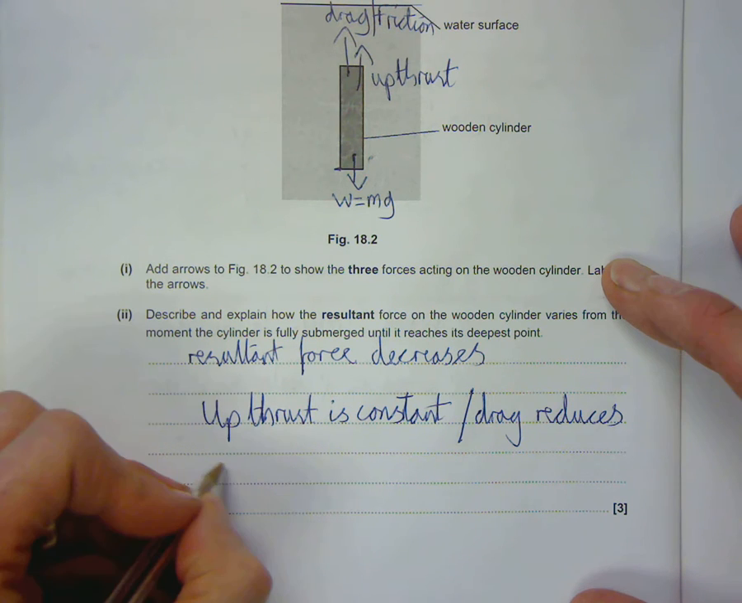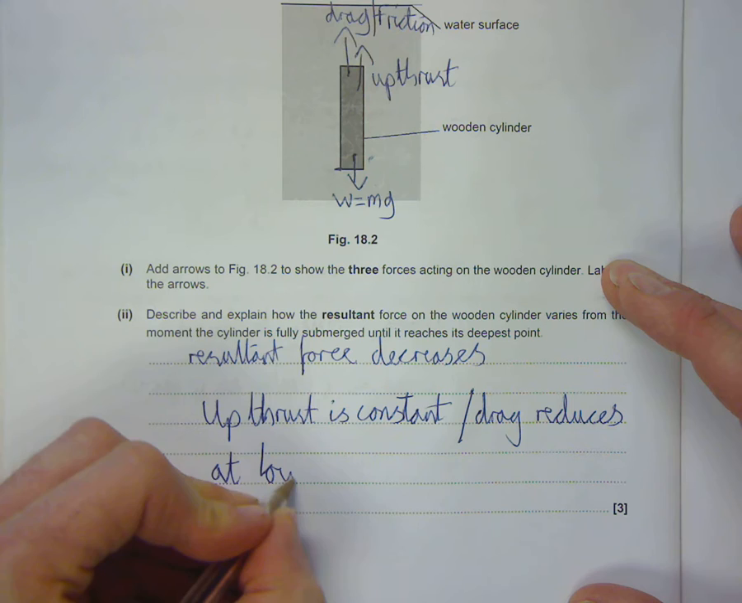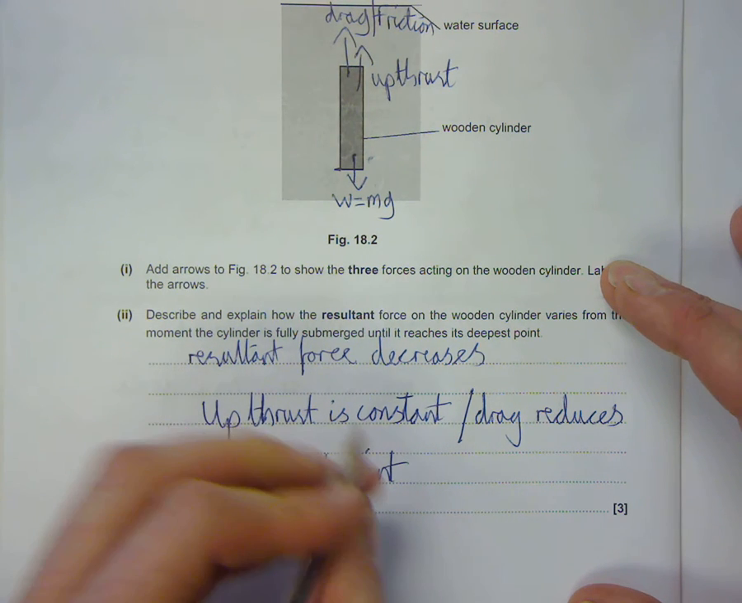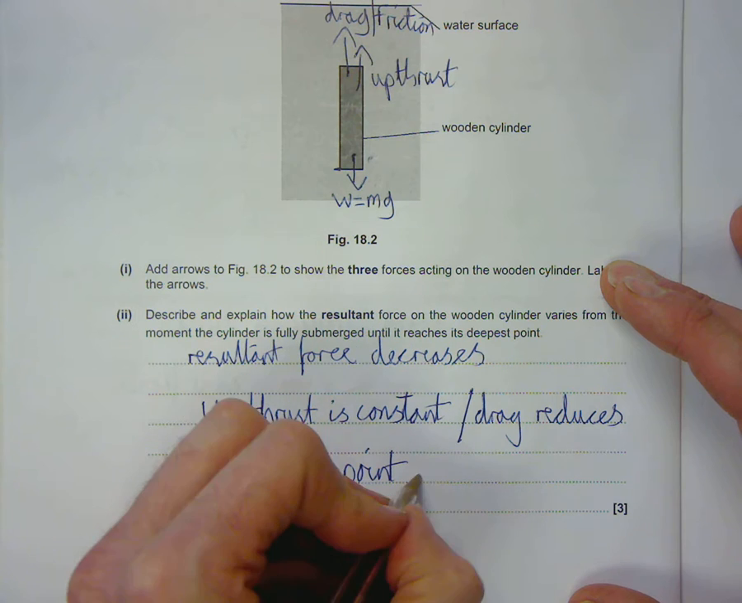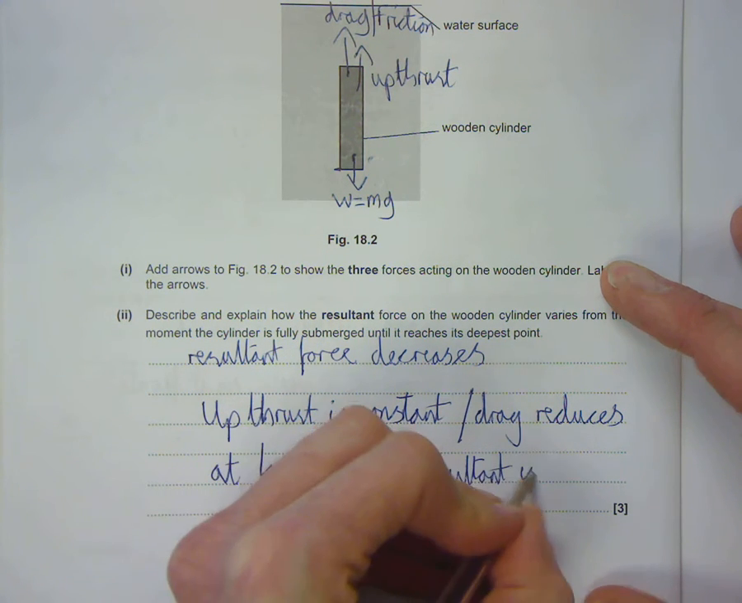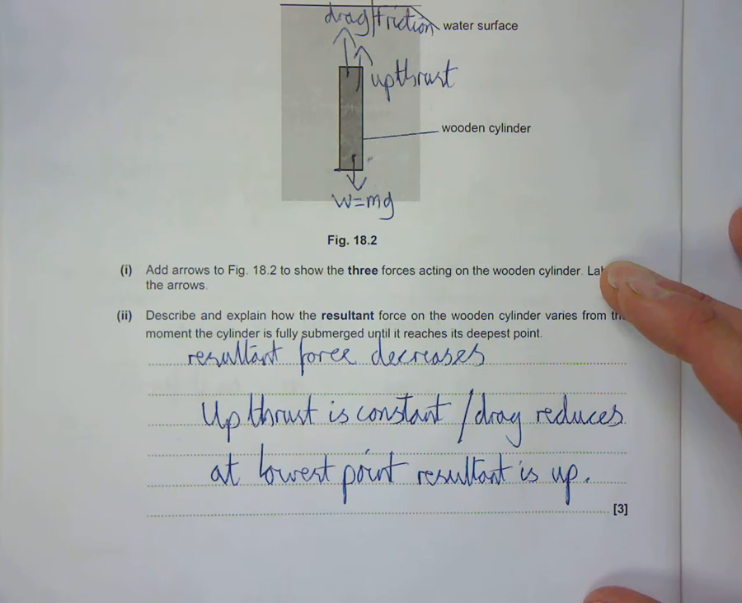And finally, at the lowest point, what direction is the resultant force? The resultant force is upwards. It's going to start to move up after it's stopped moving. 3 marks.